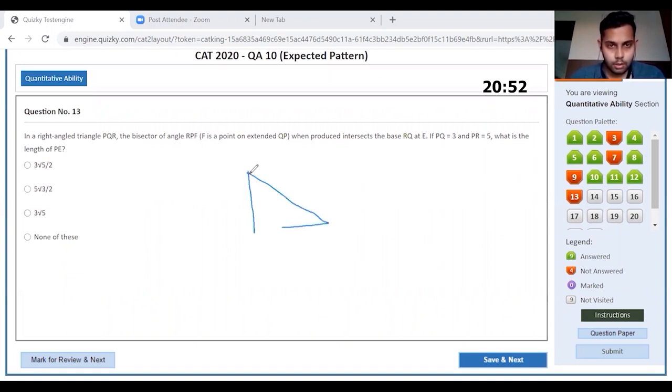Right angle triangle. Okay. P, Q, R. Angle bisector of R, P, and F. F is a point QP. RQ at E.